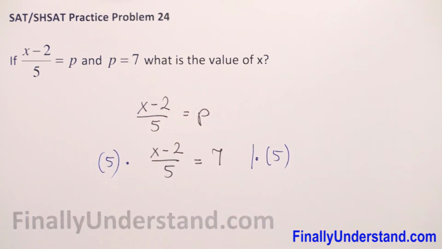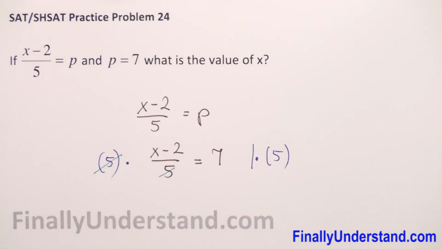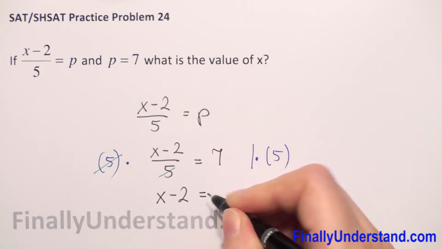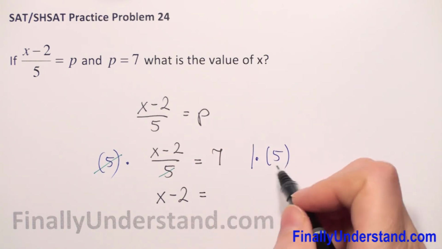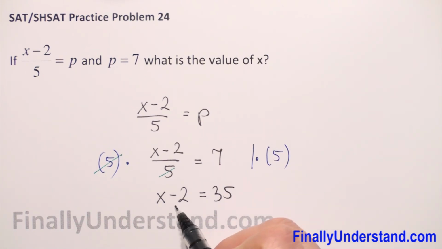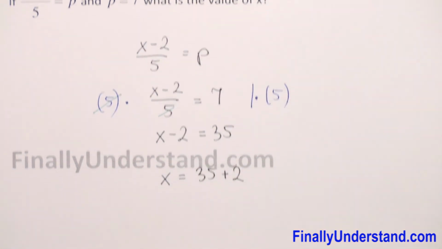So 5 and 5 we can reduce on the left side, and we have only x minus 2 is equal to 5 times 7, which is 35. Next, I will move negative 2 to the right side, so x is equal to 35, and when I move it to the other side I have to change the sign, negative, so now it will be positive 2.